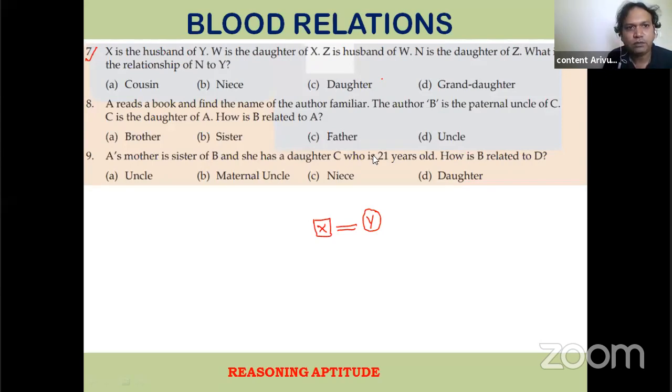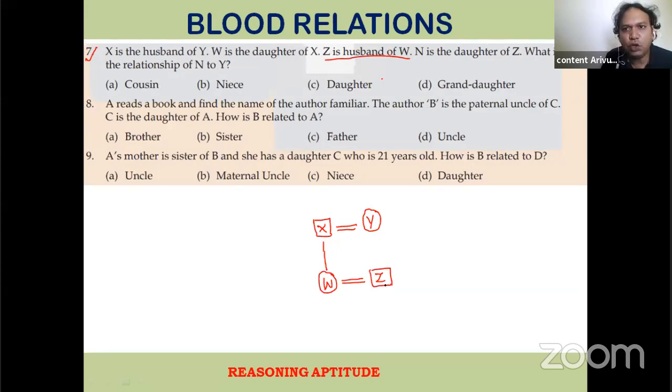Don't worry. X is the husband of Y. W is the daughter of X. Now daughter, parents and children means vertical line. W is the daughter, so we put a circle around here. W is daughter of X. Z is husband of W. Again, husband and wife, equal to symbol. Z is the husband of W, so put a circle around this Z.